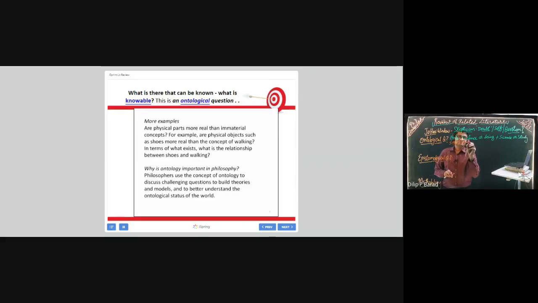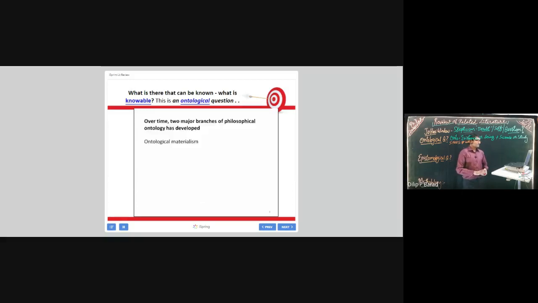And why is ontology important in philosophy? Well, philosophers use this concept of ontology to discuss questions, to build theories and models, and to consequently better understand the ontological status of the world. And over time, there have been two major branches: ontological materialism and ontological idealism.